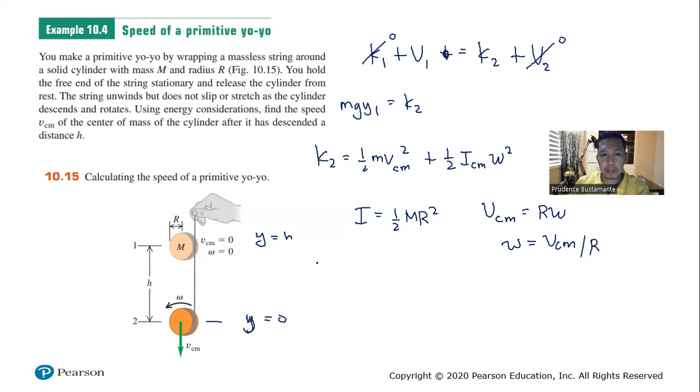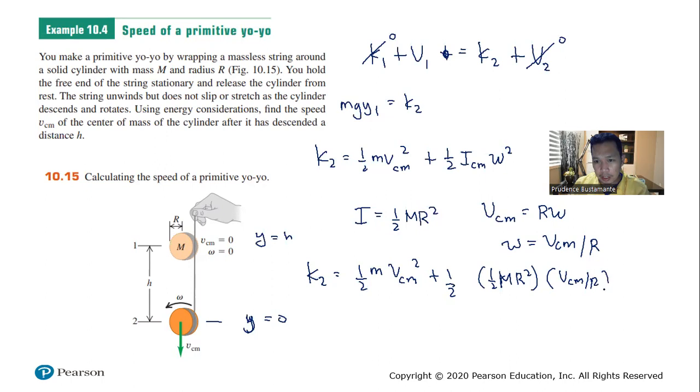So in this particular problem, your K2 now becomes one half m v center of mass squared plus one half times one half m r squared times v center of mass over R, squared. Can you cancel something?